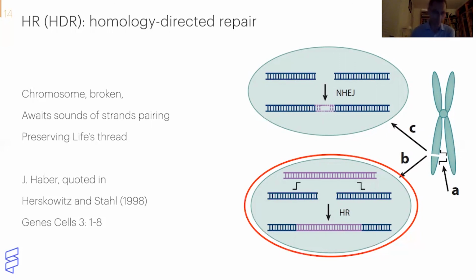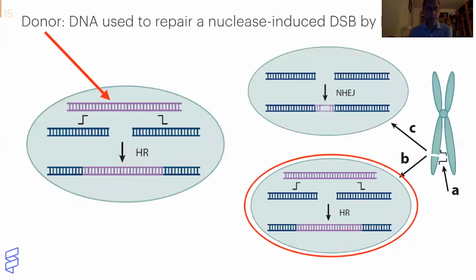So I need to mention the word donor. In medicine, I'm not a physician, but in medicine, you think of a donor as somebody who donates an organ like a kidney or blood. In the genome editing slang, a donor is a repair template that is used to heal a double-strand break and thus subvert Mother Nature and transfer donor-specified new genetic information into the chromosome.